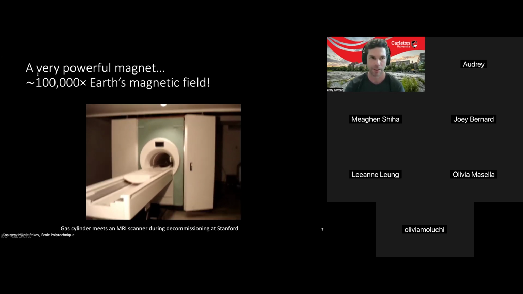And that's because we're dealing with magnetic fields that are about 100,000 times the Earth's magnetic field. And as that cylinder gets close to the gradient of the magnetic field, going from very low field to high field, it gets sucked into the scanner. So this is actually the number one safety concern for MRI: making sure that there's nothing magnetic that's going to be sucked into the bore of the scanner.